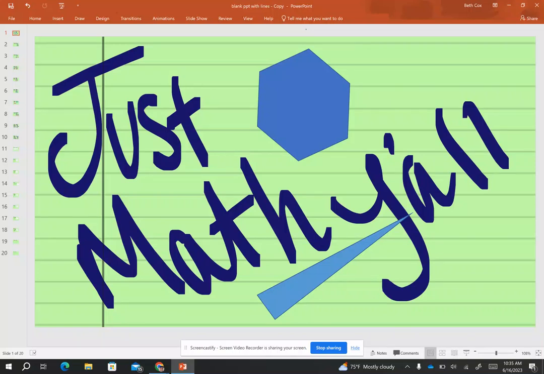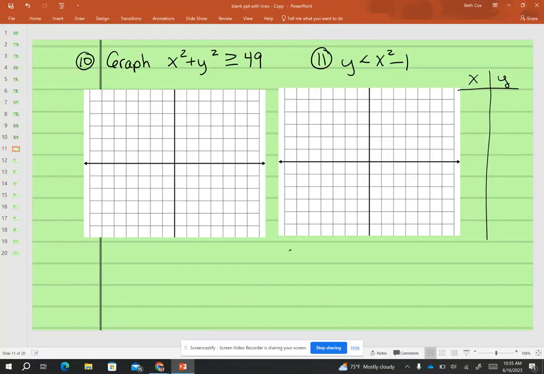We're working on our Unit 2 practice test. We're going to jump in with the graphing here. We're going to start graphing numbers 10 and 11. First thing we need to know is what the shape is just by looking at it. If you don't know, you need to review these.